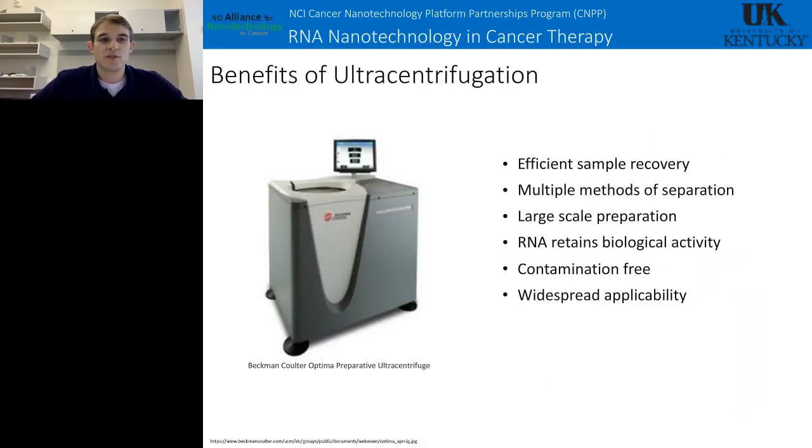So why would we use ultracentrifugation to purify RNA? Ultracentrifugation has lots of advantages over some of these other methods. It's a very efficient sample recovery. There's no extraction step. After you fractionate your gradient, all you do is some type of dialysis or ethanol precipitation to remove your salts. There's multiple methods of separation, as I'll show you on the next slide, I think. There's multiple types of gradients you can use, so it has widespread applicability. We can do large-scale preparation. The method I outline in this webinar uses 5 milliliter tubes, but this is a very scalable method. You can definitely scale it up to larger tubes.